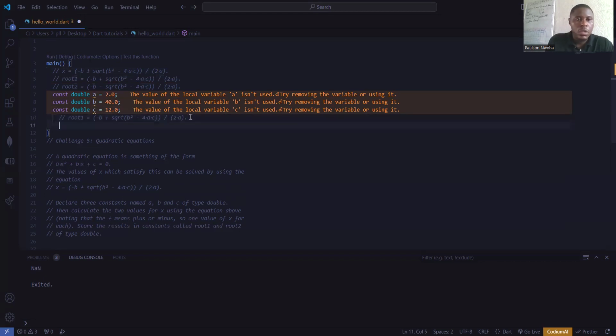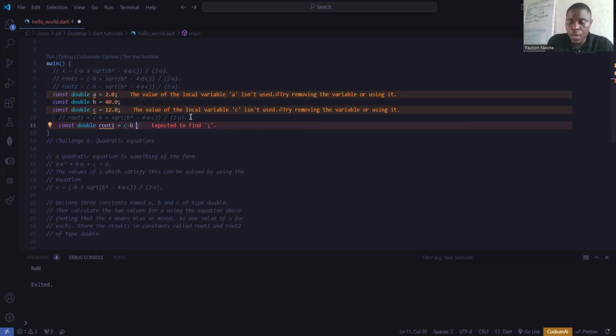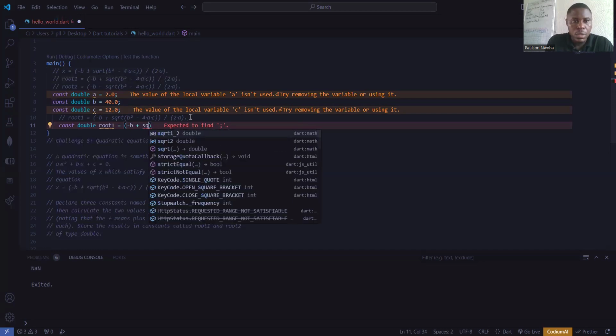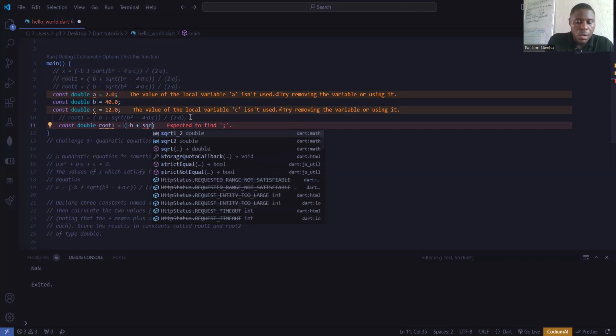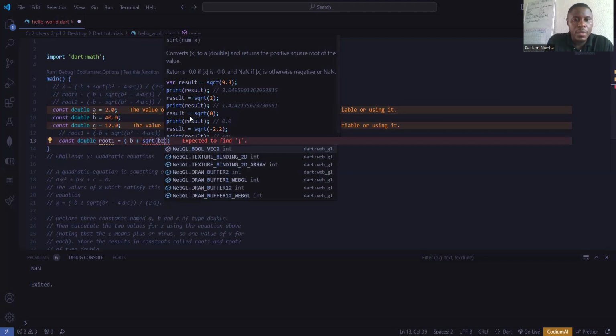So we'll declare a constant, double root 1, and it's going to be equal to, make sure that you follow all these parentheses, follow everything the way it is. So minus b, okay, we have b declared already, minus b plus square root of b squared.